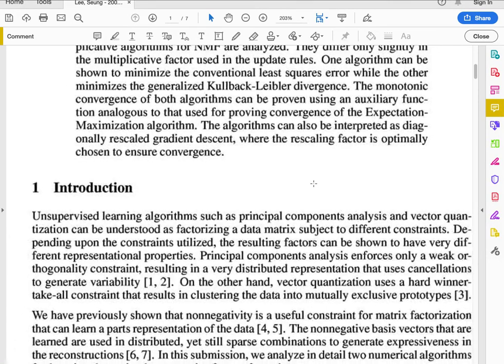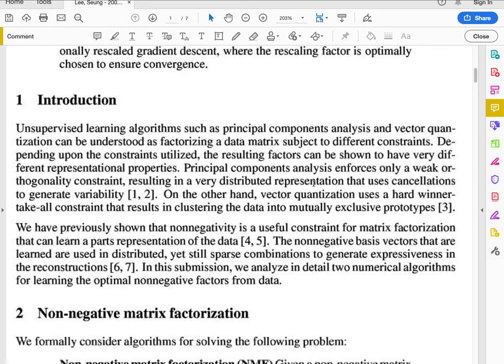Okay, let's read the main text now. Unsupervised learning algorithms such as principal component analysis and vector quantization can be understood as factorizing a data matrix subject to different constraints. We all saw that, right? All the approaches which we are discussing, starting from k-means, then PCA, and then NMF, basically do not consider the labels. They just look at the data and do some decomposition. That is why they are unsupervised approaches, not supervised. Supervised means you have labels with you and you make use of them.